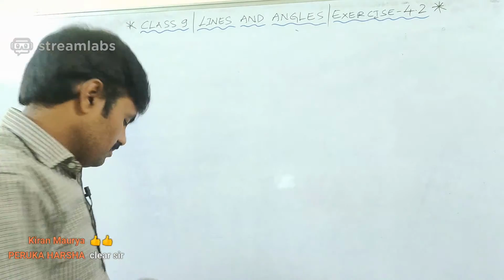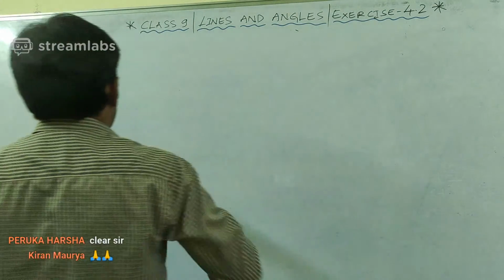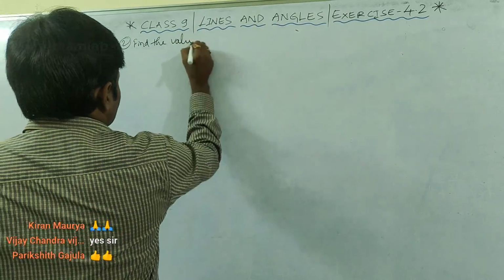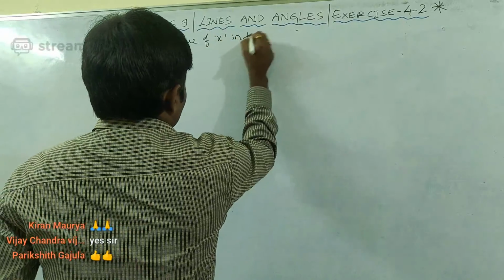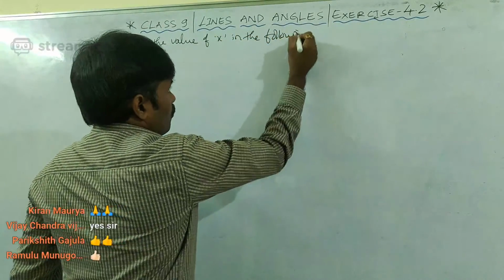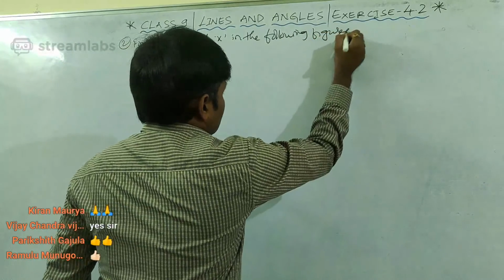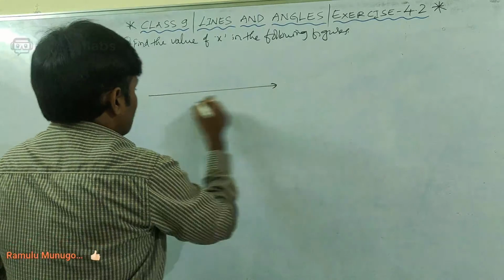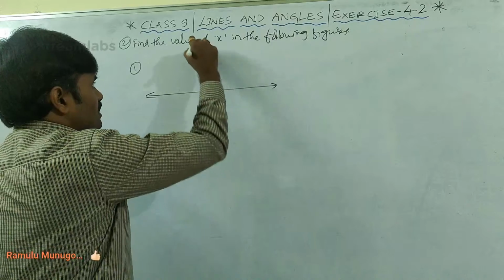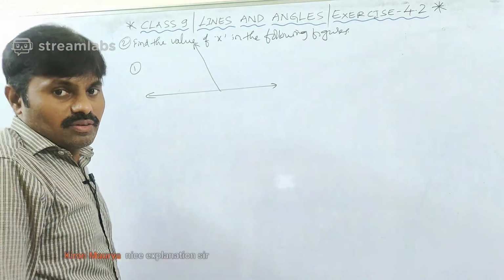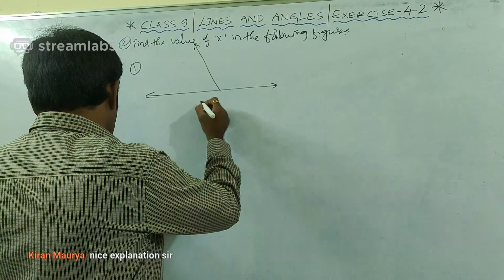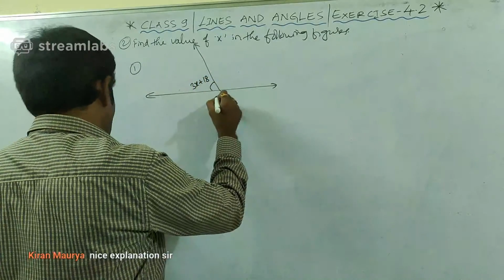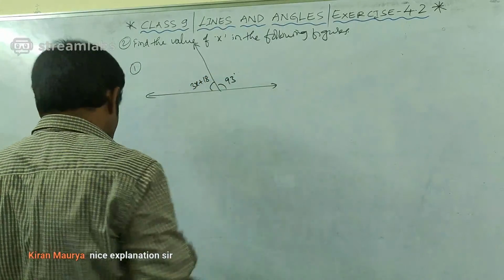Now quickly see the second problem. That one is: find the value of x in the following figures. What those figures are is given clearly here. See, the first one is a straight line and one ray standing on this line. The angle here is 3x plus 18 degrees and the other one is 93 degrees, in the first figure.